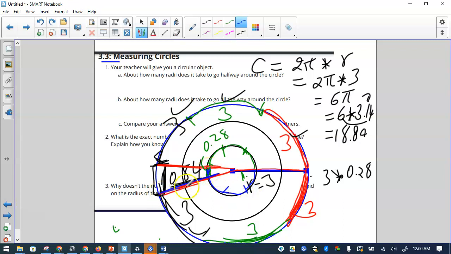And because this is the radius 3, when you multiply, you get 0.84. So this is that 0.84 right here, which I was saying is 18 and 0.84. So there is a scale factor of 3 here. In the beginning it is 0.28, and then this is 3.